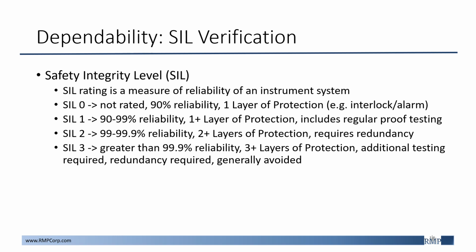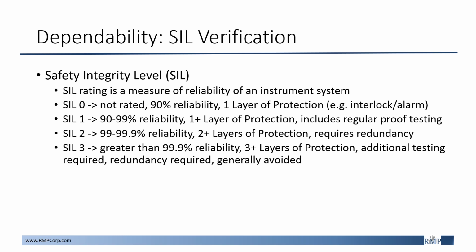SIL 0 ratings are traditionally associated with interlocks or alarms. They're not rated, nor do they require any more than one layer of protection, so these are our simplest systems. Moving up to SIL 1, this does require a calculated reliability score with at least one layer of protection. This requires regular proof testing for this calculated value, which essentially means that you are maintaining this SIL rating. If you are determining an IPL as a SIL 0 through 3, specifically 1 through 3, which require calculations, these must be regularly proven to still be adequate to ensure that you're maintaining that value.